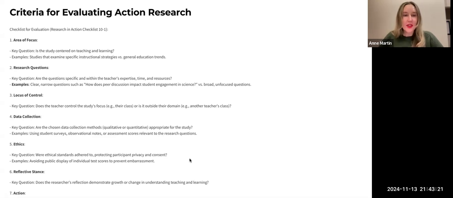And then finally, reflective stance. Does the reflection demonstrate growth or change in understanding, teaching, and learning? So this reflective stance should be evident throughout. In my view, you have to have a reflective stance to even come up with a strong area of focus, because you have to engage in the reconnaissance process and look back at the context of your classroom to identify an area. Also really when you're planning the study.